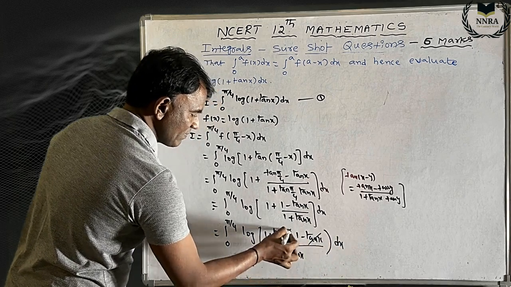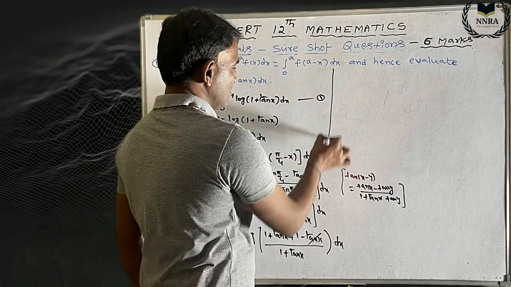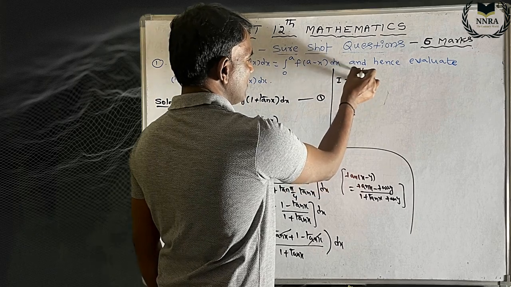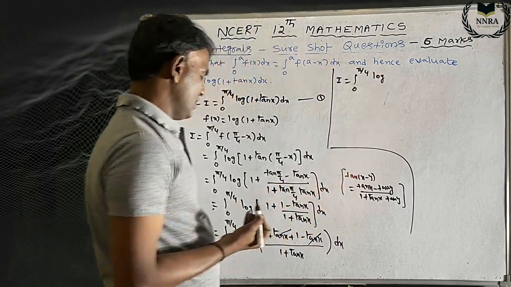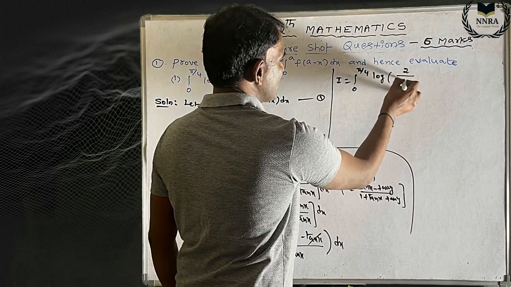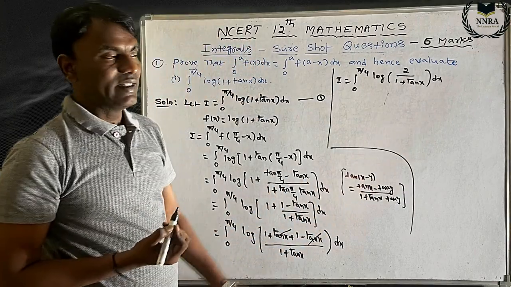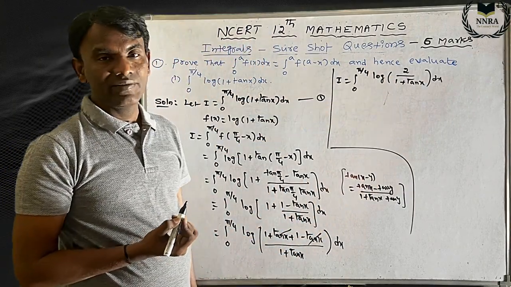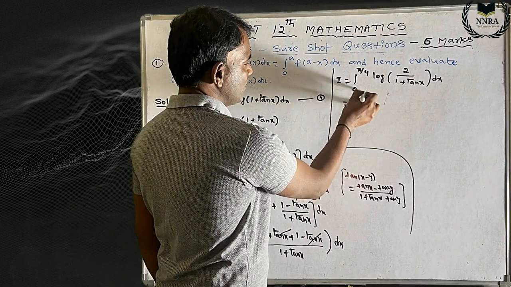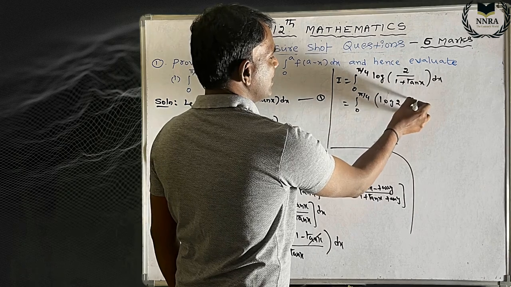Now minus tan x plus tan x gets cancelled. Then what's the remaining value? So integral 0 to pi by 4, that is I equal to log of, numerator is 1 plus 1, 2, so just write here 2, and denominator is 1 plus tan x, then dx. And this is the form of log of a by b. Log of a by b can be written as log a minus log b. So integral 0 to pi by 4, log a means log 2 minus log b.